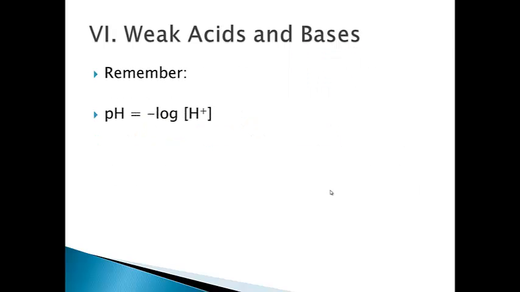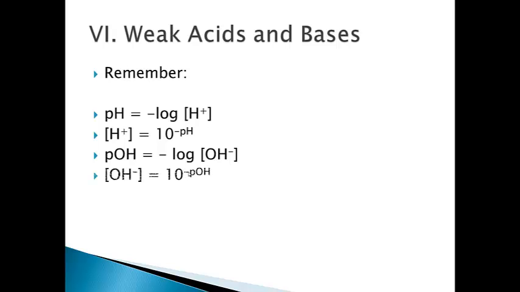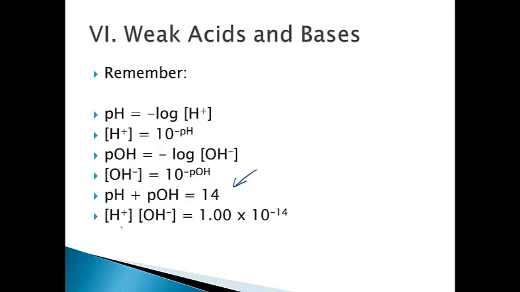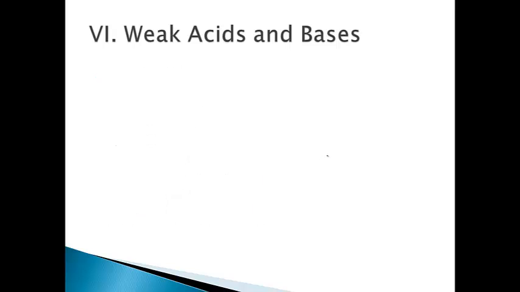So remember, going back to chapter 15 and 16, pH is equal to the negative log of the H plus. H plus concentration is 10 to the negative pH. Plus we also have the pOH equations too. And pH plus pOH will equal 14. This number applies at 25 degrees Celsius, but we'll assume that we're always doing it at 25 degrees Celsius. And H plus times OH minus is going to give you 1.00 times 10 to the negative 14. Again, this value right here is at 25 degrees Celsius.